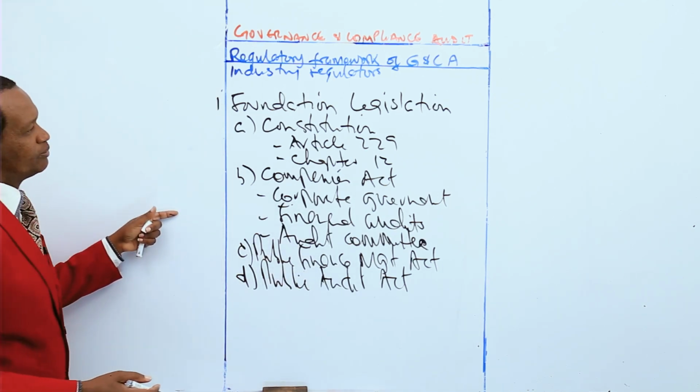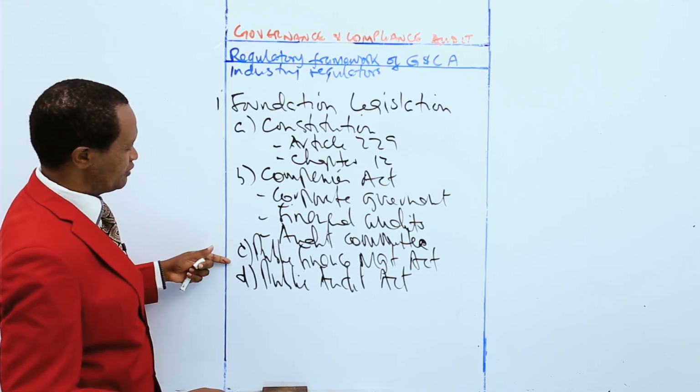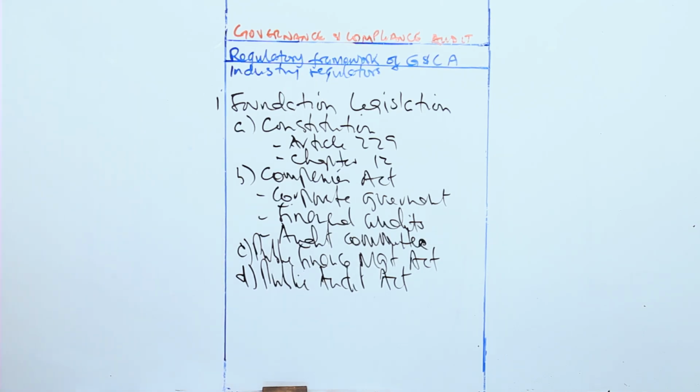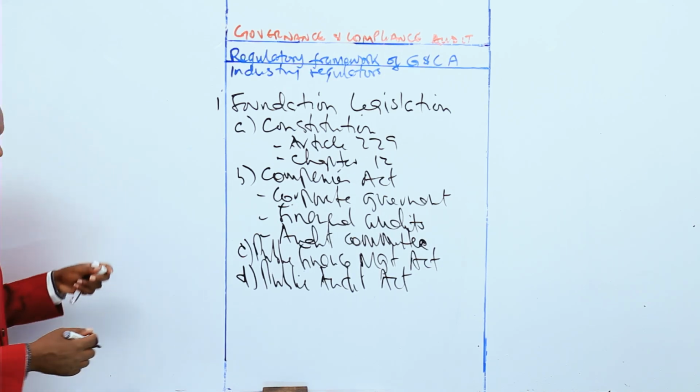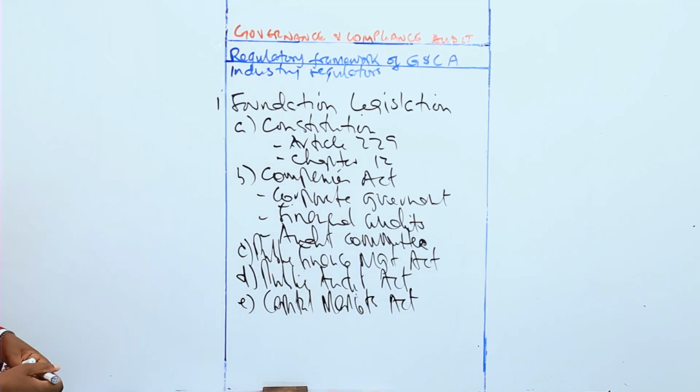So foundation legislation, number 1, Constitution. Number 2, Companies Act. Number 3, Public Finance Management Act. Number 4, we have the Public Audit Act. Then we also have the Capital Markets Act. This is another foundation legislation. This act governs capital markets, and it is the basis for the Capital Markets Code of Corporate Governance Practices for issuers of securities to the public.